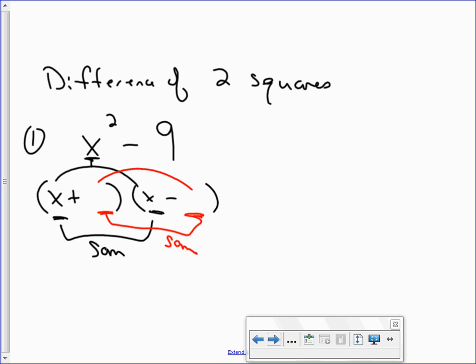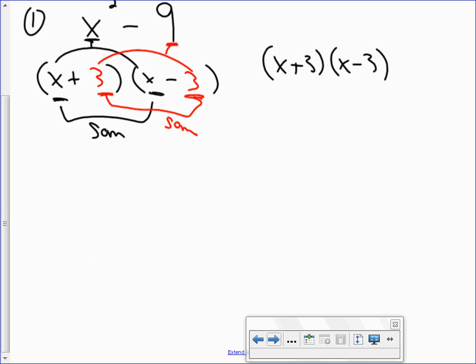And then these two terms here and here have to also be the same. And when you multiply them together, they have to give you 9. So what times itself is 9? 3. And so this answer, just to write without all that mess around it, is x plus 3, x minus 3. Y'all remember learning that last year? Yes? Okay.